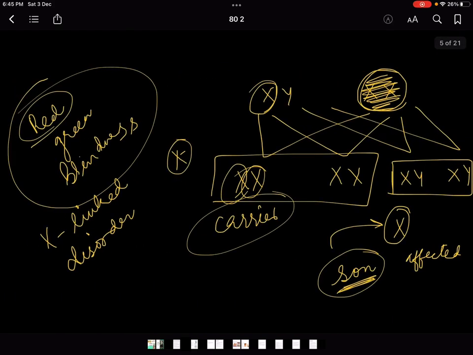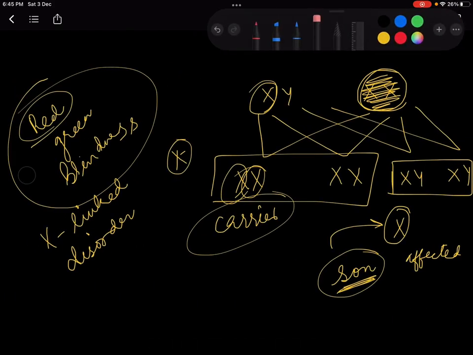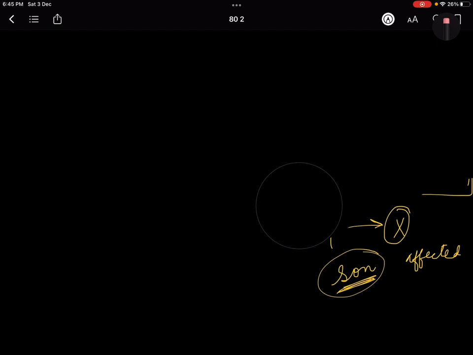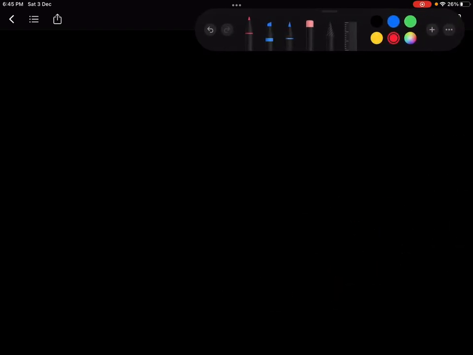Let me show it to you, I am sure that you did not understand this. I will show it to you again with different colors. Okay, let's say that the father is unaffected, so he has a normal X and a normal Y. The mother has one normal X and one affected X. Okay, now from the color you can tell which one is affected.